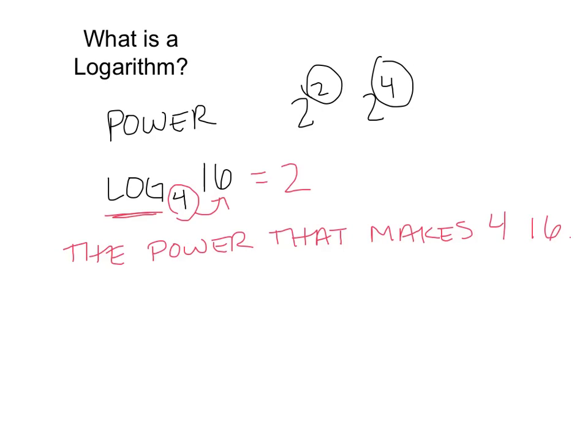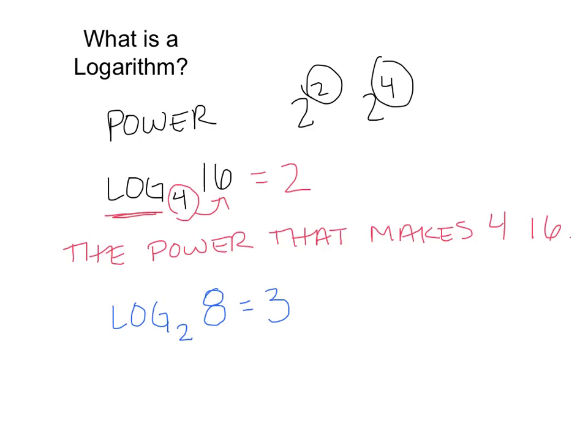So let's think about a couple others before we get into abstract views. Say we had the log base 2 of 8. What is the power that makes 2 into 8? 2 times 2 times 2. How many times would you need it? It's 3.